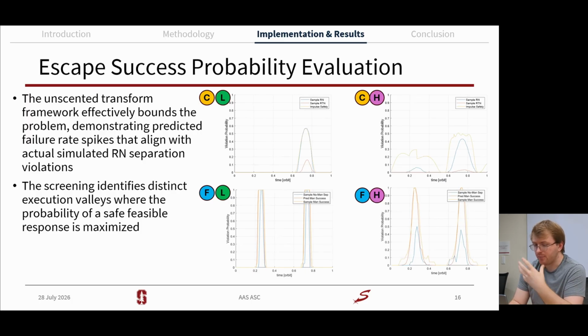And you get peaks where you are unable to maneuver safely, and you get valleys where you're able to safely maneuver. So if you're using a forward-looking scheme, you can identify regions where you are able to safely maneuver based on a low probability of your post-maneuver trajectory violating the passive safety condition.